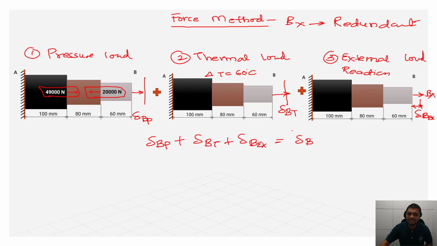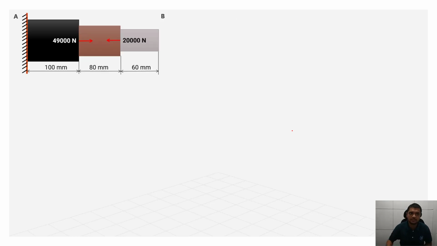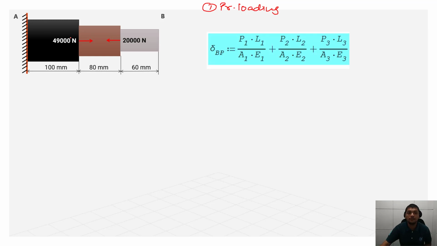Then we are going to find out each load. First let's do it according to pressure loading. Because of pressure loading, let's find out the internal forces in each member, because you know that the deformation due to pressure loading can be given like this: P1 L1 upon A1 E1, plus P2 L2 upon A2 E2, plus P3 L3 upon A3 E3. We know area, Young's modulus, and length. We do not know the internal forces. So how to find the internal forces?